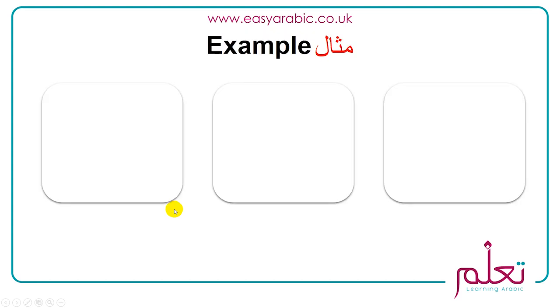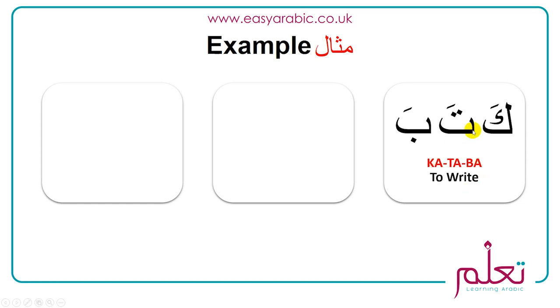So if we look at some examples now, the first one is kaf, ta, and ba. Do you want to try? If you try this yourself, based on what we've just done, that would sound like ka, ta, ba, kataba, which means to write.